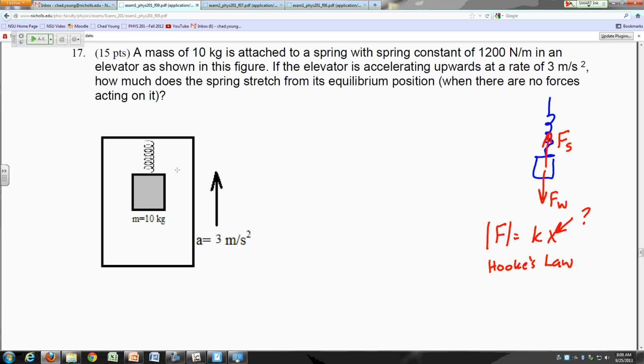Your first step is just to draw your vectors. So sketch out your picture and draw your vectors. How many forces on this one? There are only two, right. There's the weight and then the force due to the spring. Don't have to resolve vectors here, so jump on to step 4, where you apply Newton's second law.